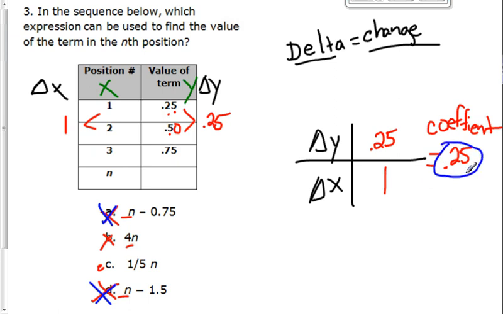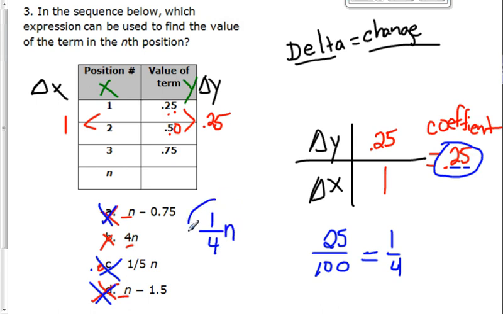0.25 is a decimal. How can I convert 25 to a fraction? That's 25 hundredths, or think a quarter. How many quarters go into a dollar? That's 1 out of 4, or 1/4. So I can either multiply by 0.25 or multiply by a fourth. So our answer is not here. I bet it was supposed to be C and we had a little typo. So our answer here is going to be 1/4 times n.